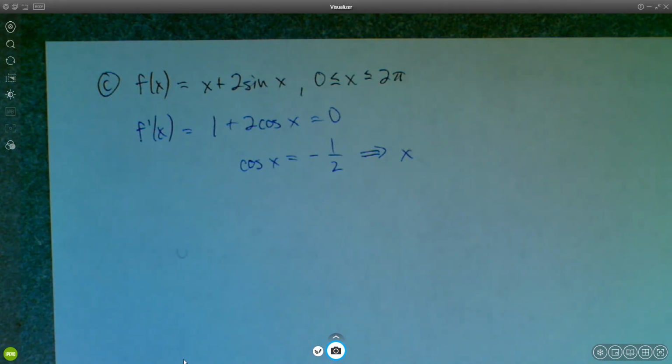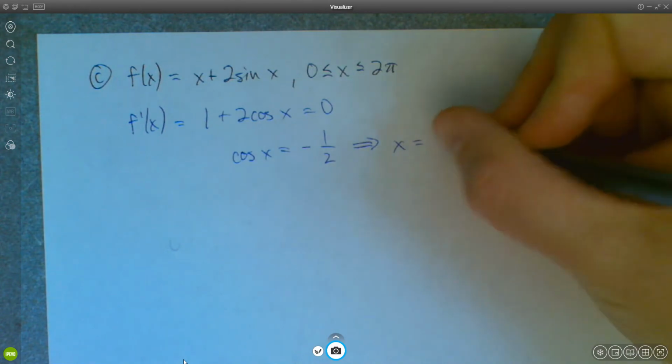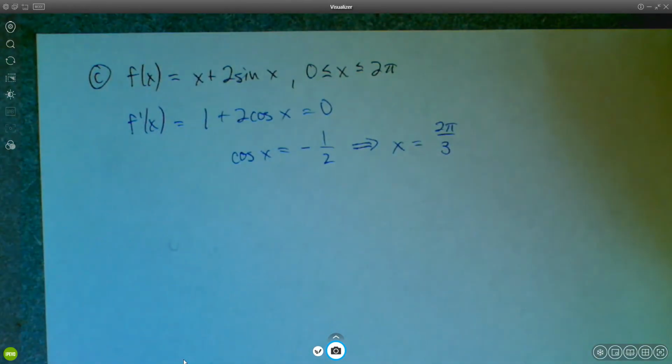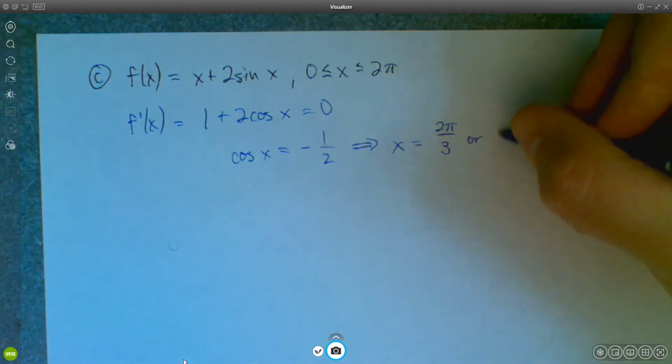You could take cosine inverse of both sides, of course. That'll get you the solution in quadrant 2, but it won't get you the solution in quadrant 3. So just be aware of the fact that there are going to be multiple solutions here. But anyway, cosine pi over 3 is positive 1/2. So cosine of 2 pi over 3 should be negative 1/2, right? So 2 pi over 3 is one solution. And then the solution in quadrant 3 should be 4 pi over 3.